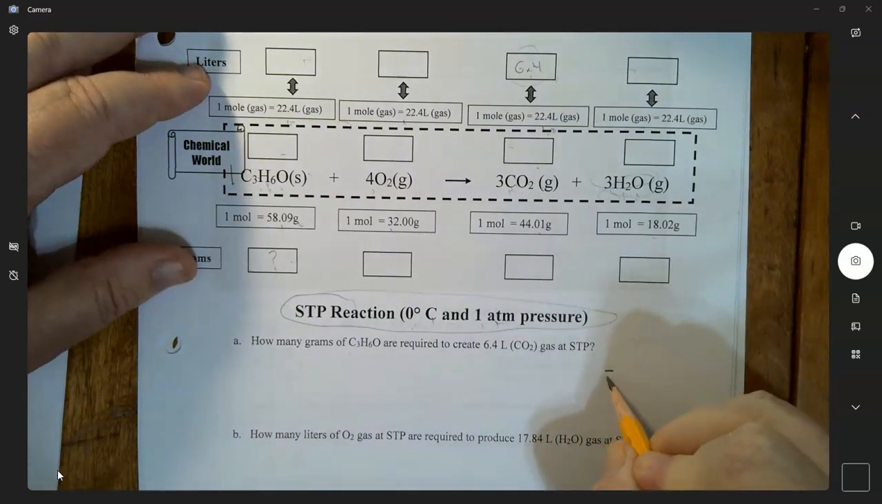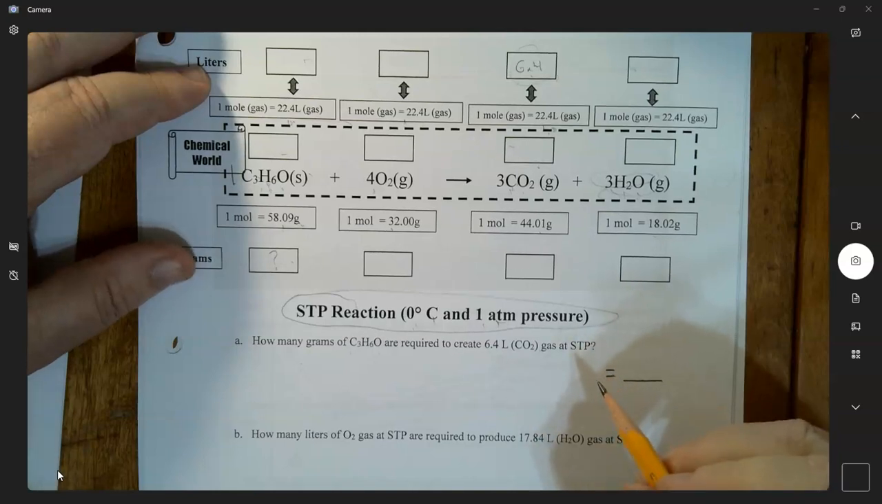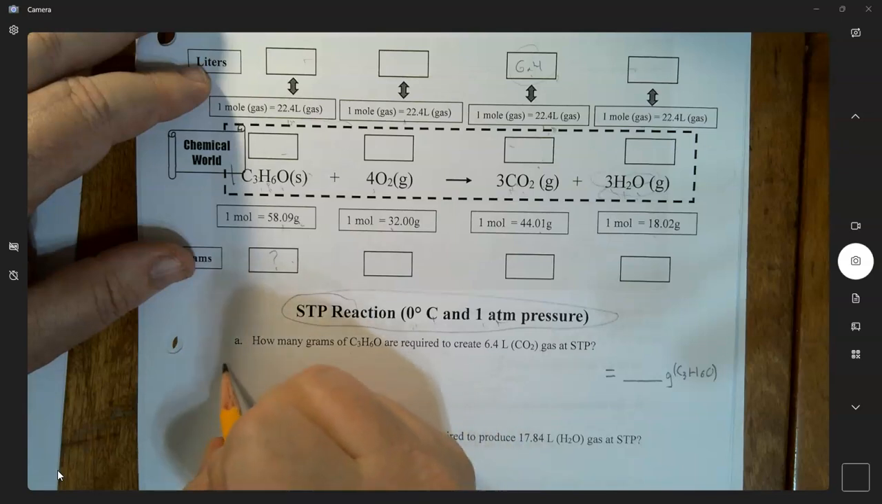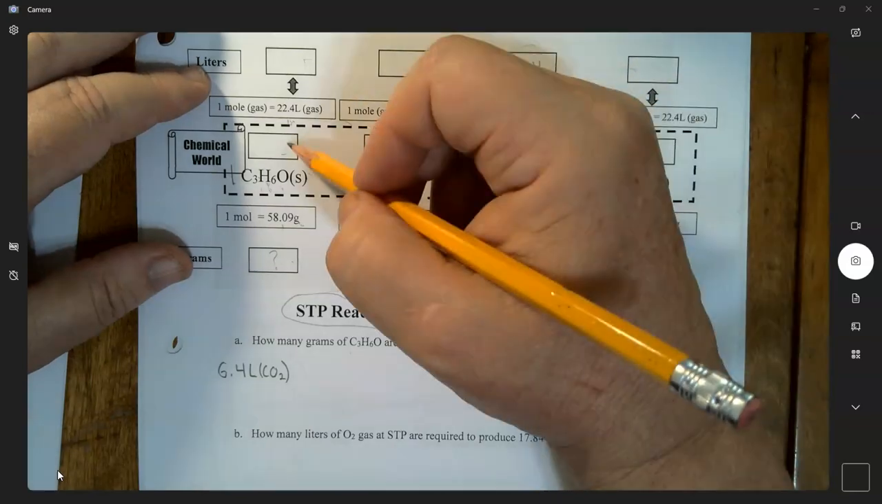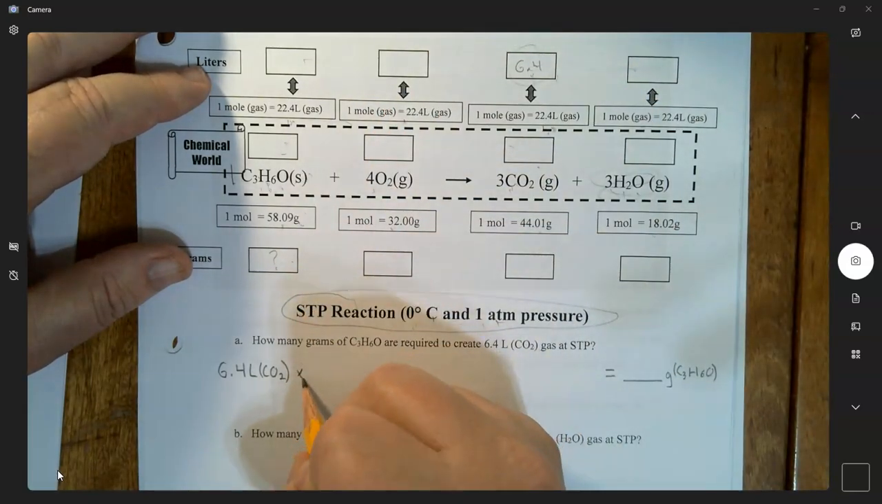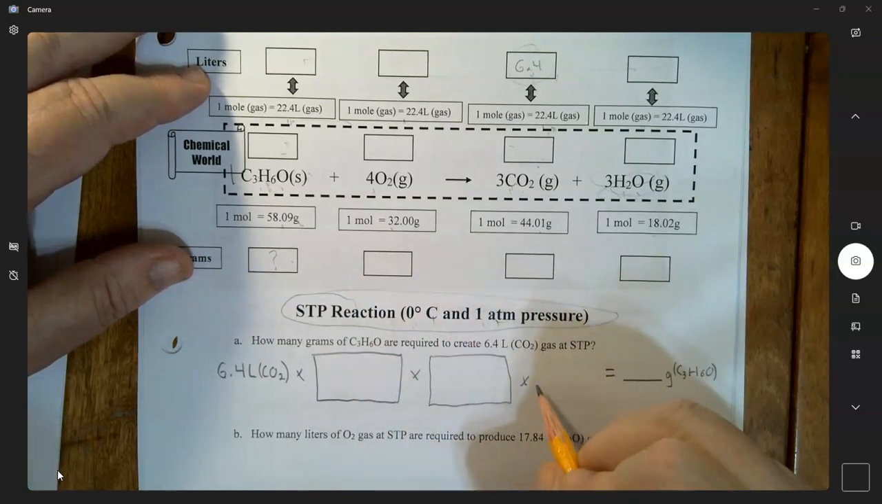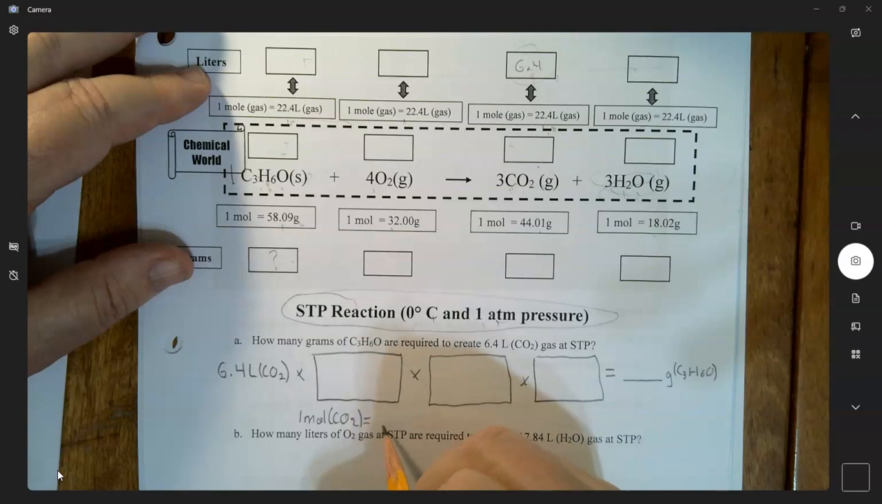Learn to structure these types of answers and they won't seem so difficult. Okay, so we're trying to get to grams right there, and we're starting with 6.4 liters. Its number of arrows is 1, 2, 3, so you're going to need 3 boxes. At this point, you don't have to draw the boxes. Our first equivalency is 1 mole, and it's any gas, but we're dealing with CO2, so we're going to put that down.